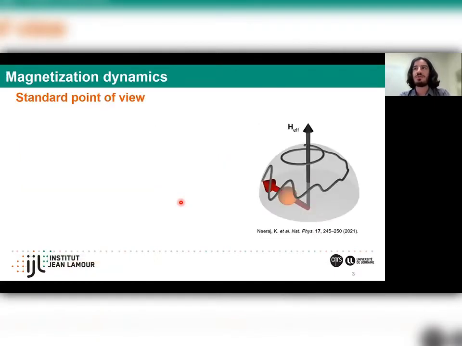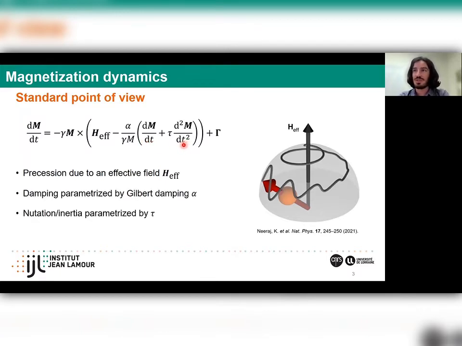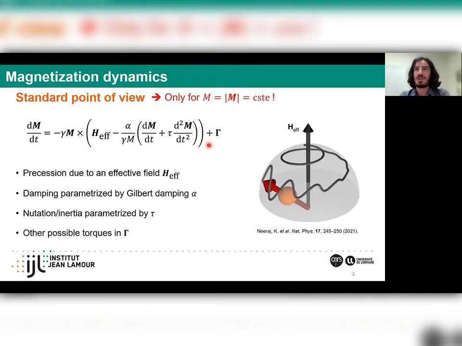So the standard point of view for magnetization dynamics is given by the Landau-Lifshitz-Gilbert equation, where you have a precession term, damping, and an inertial term, which is presented in another term. And you can also have other possible torques that act on the magnetization. But the point is that this works when the amplitude of the magnetization is constant.